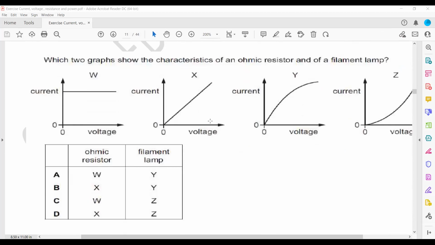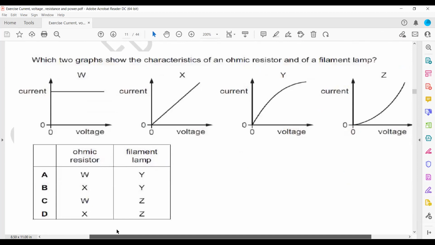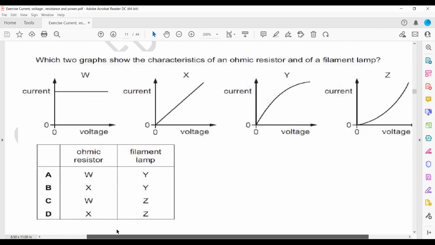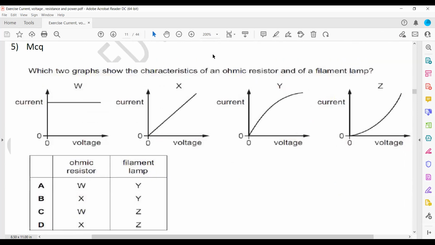Then which graph shows a characteristic of ohmic resistance? Ohmic resistance means the resistance is constant, that's called ohmic resistance. And in a filament, the resistance increases. So when we check here, this one is totally wrong because the voltage is increasing but the current does not change, so this is totally wrong.